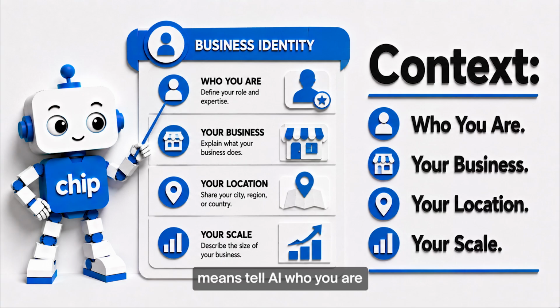Context means tell AI who you are and what your business is. Be specific. Do not just say I run a business. Say, I run a textile trading business in Jaipur. I sell kurtas, saris, and dress materials to 40 retailers in Rajasthan. My monthly revenue is 8 to 10 lakh rupees.